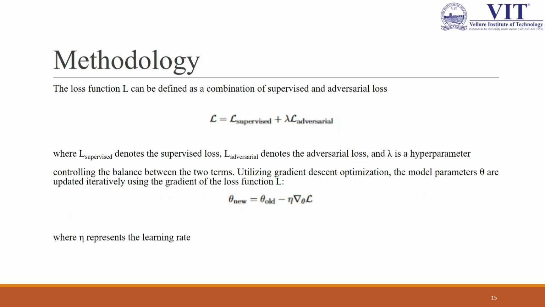The loss function L can be defined as given below and is a combination of supervised and adversarial loss. L supervised denotes the supervised loss, L adversarial denotes the adversarial loss, and lambda is the hyperparameter that controls the balance between these two terms. Utilizing gradient descent optimization, the model parameters theta are updated iteratively as given below in this equation, and mu represents the learning rate.